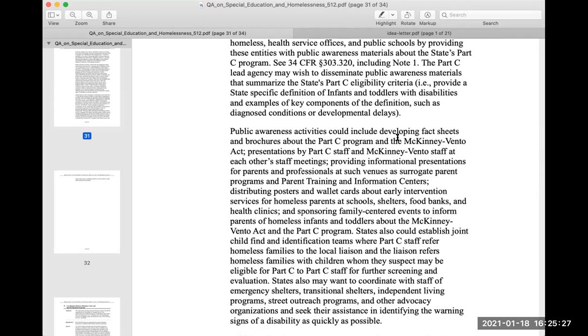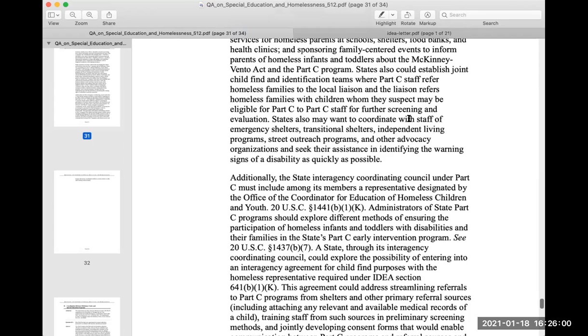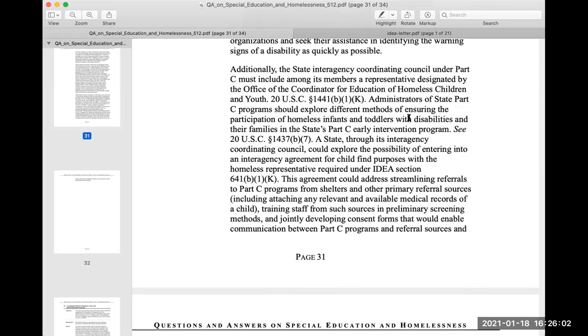States also could establish joint child find and identification teams where Part 100 staff refer homeless families to the local liaison, and the liaison refers homeless families with children whom they suspect may be eligible for Part 100 to Part 100 staff for further screening and evaluation. States also may want to coordinate with staff of emergency shelters, transitional shelters, independent living programs, street outreach programs, and other advocacy organizations and seek their assistance in identifying the warning signs of a disability as quickly as possible.